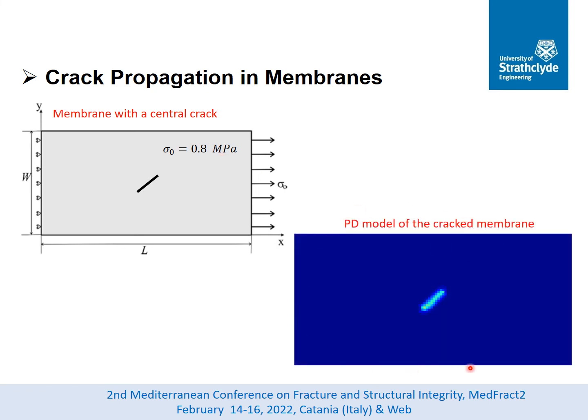Here you can see the discretized peridynamic model of the cracked membrane. As for the crack propagation rule, I have considered critical bond strain energy density. This criterion states that if the strain energy density stored in a bond exceeds this critical value, the bond is broken irreversibly.